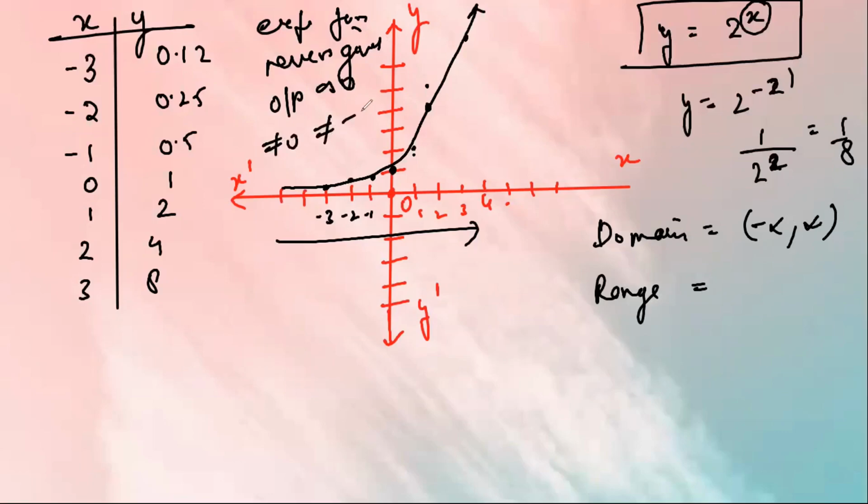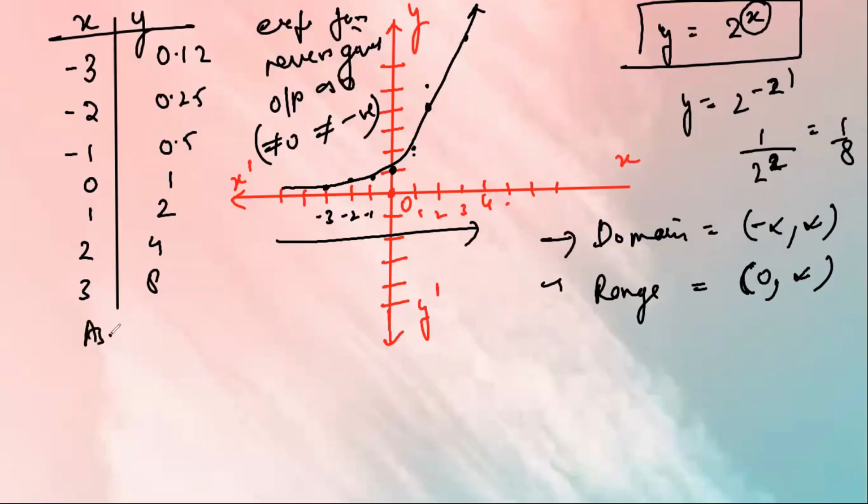Not 0, not negative, right? So it's always positive, it means greater than 0. So it could be from 0 to infinity. Now, why am I taking a round bracket with 0? Because I will never get 0. I'll get above 0 always, right? That's the domain and that's the range.